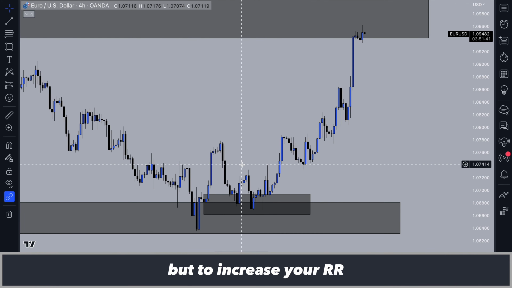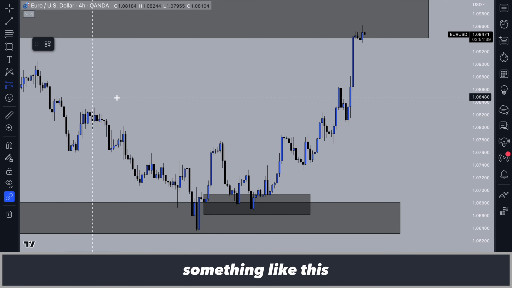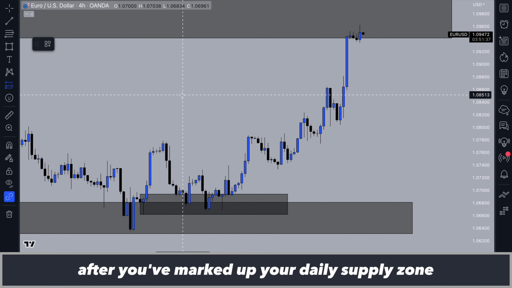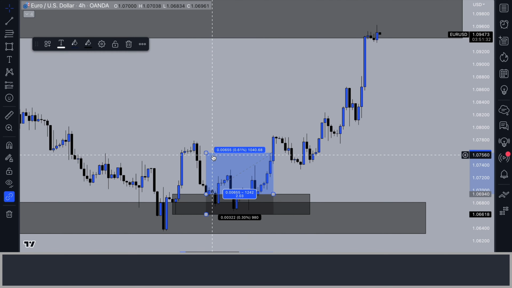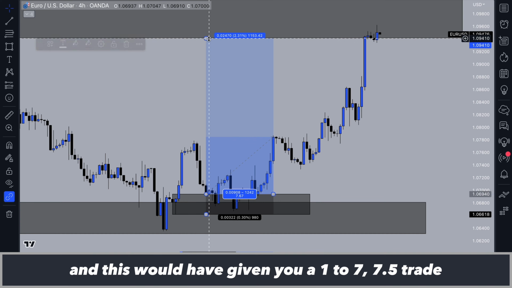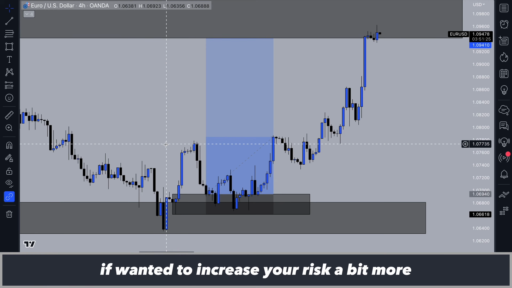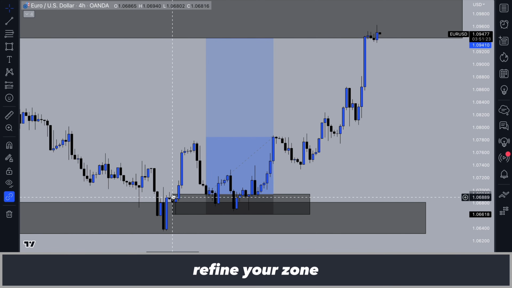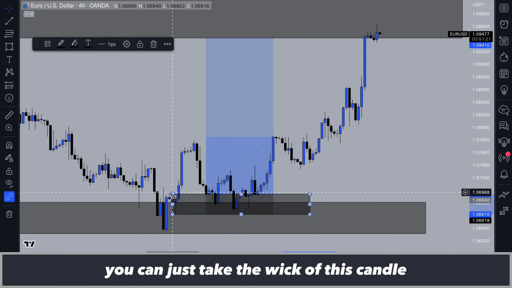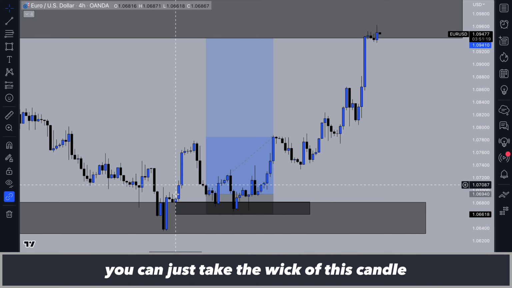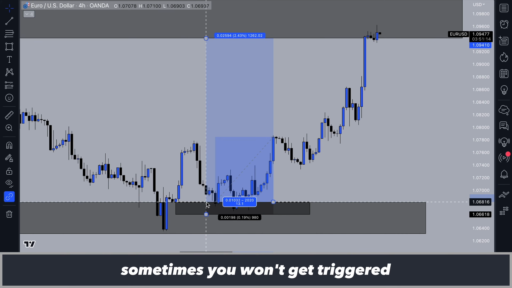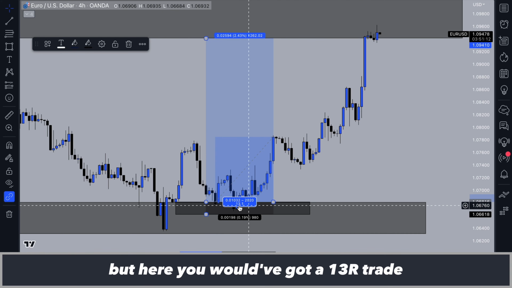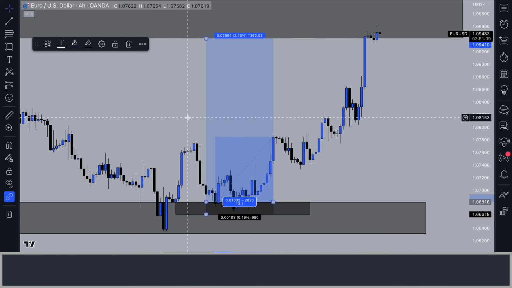But to increase your risk reward, you could have taken a trade something like this. After you've marked up your daily supply zone, you could have taken something like this, and this would have given you a 1 to 7, 7.5 trade. And what you could have done if you wanted to increase your risk reward a bit more, refine your zone, as I mentioned with hidden order blocks, you can just take the wick of this candle, which happened before the big push up, and you can place your entry on there. Sometimes you won't get triggered, so you'll miss some trades, but here you would have got a 13R trade.